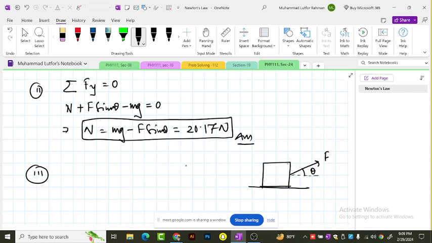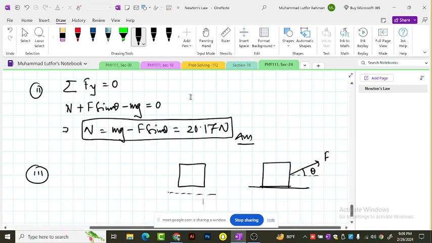Why? Let's say this block is no longer connected to the surface, then who will provide this normal reaction force on this block? There will be no contact with the surface, so there will be no normal reaction force. That's why the normal reaction force must be 0 if anything is going to lift off from the surface.